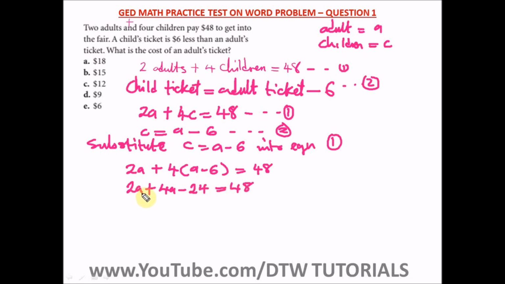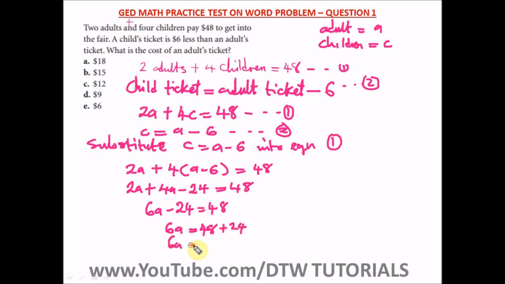But here 4 times minus 6 will give us minus 24 equal to 48. Okay, so here we have 2A and 4A. 2A plus 4A would give us 6A. Then minus 24 equal to 48. So we have to take minus 24 to this side, and remember, in taking a negative to the other side of the equation, the sign will change to the opposite sign, which is a positive. So we're going to be left with 6A equal to 48 plus 24.